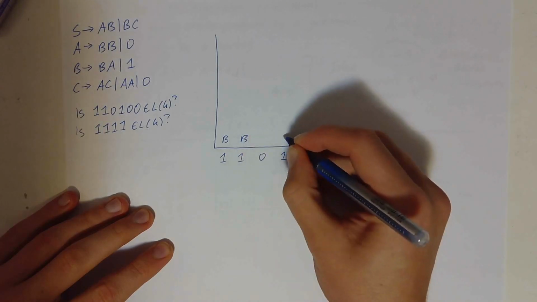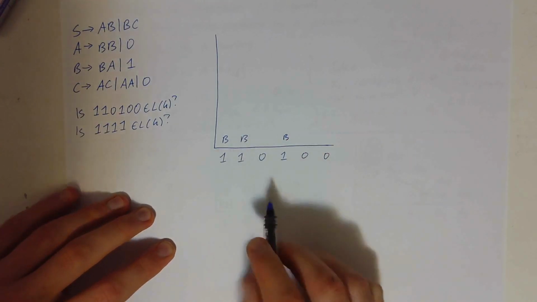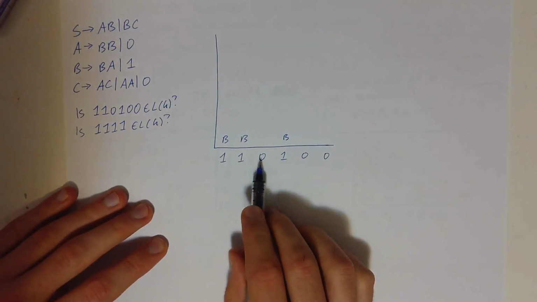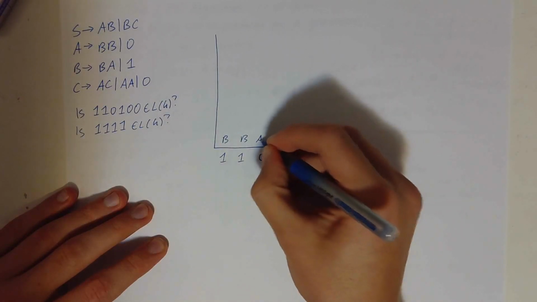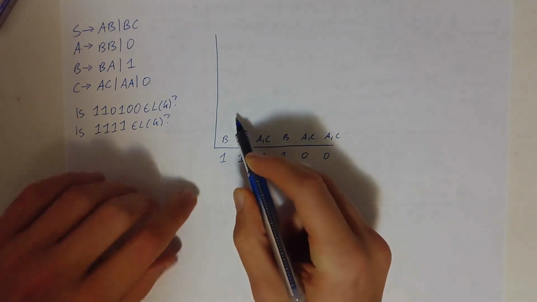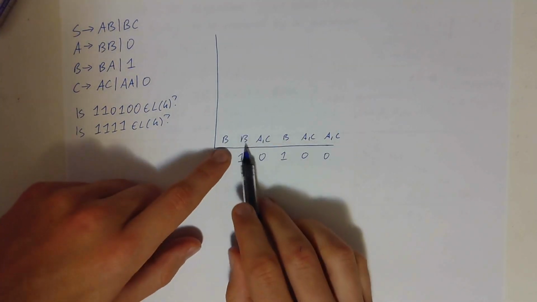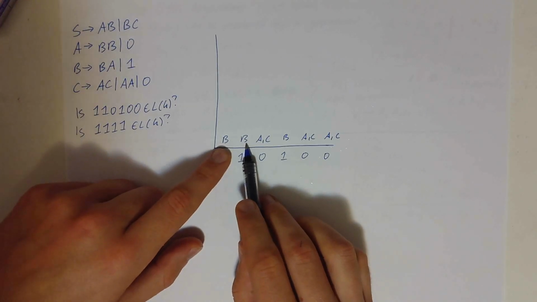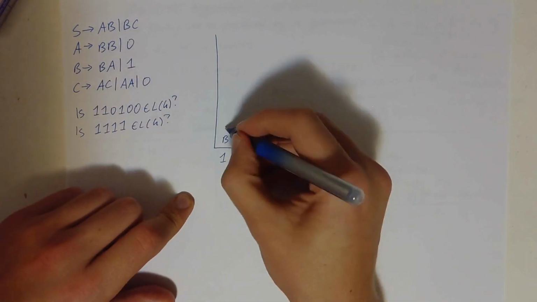I'm dropping the curly braces for brevity, but remember these are really sets. What can directly produce a 0? Well, it looks like A or C. So A, C in these places here. Okay, so now we move a layer up. What can produce a B on the left and a B on the right? It looks like only A.